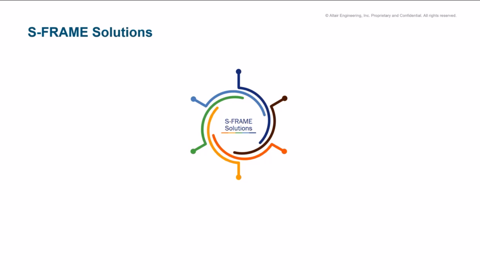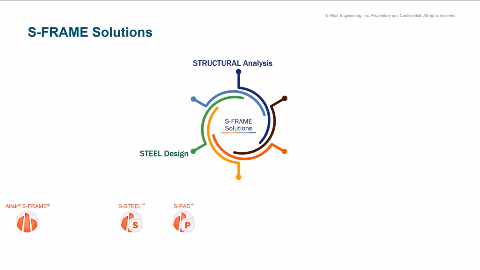For those who are new to the S-Frame suite, I'm going to very briefly introduce the suite to everyone. At the center of our suite, we have S-Frame analysis, which offers a wide variety of analysis solutions, including linear, nonlinear, seismic, response spectrum analysis, and so on. We have our steel design solutions, S-Steel and S-Path. S-Steel is an integrated steel design solution within S-Frame. As soon as you have your building analyzed within S-Frame, you can directly work on your steel members and go for code check and design of the steel members.